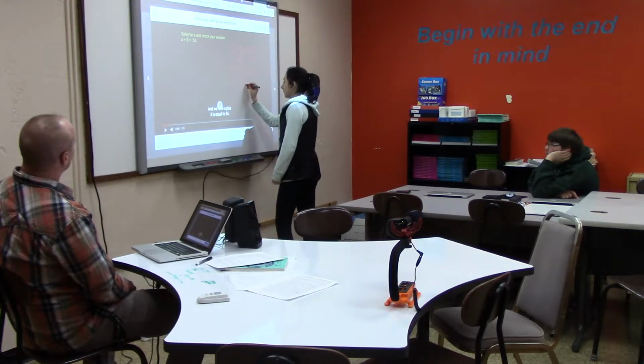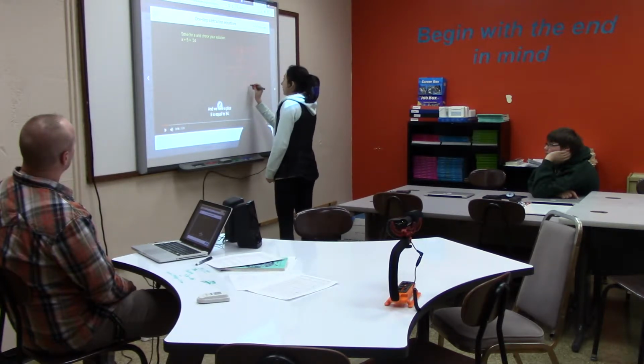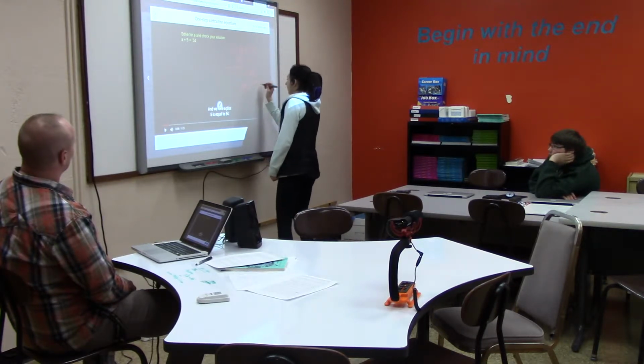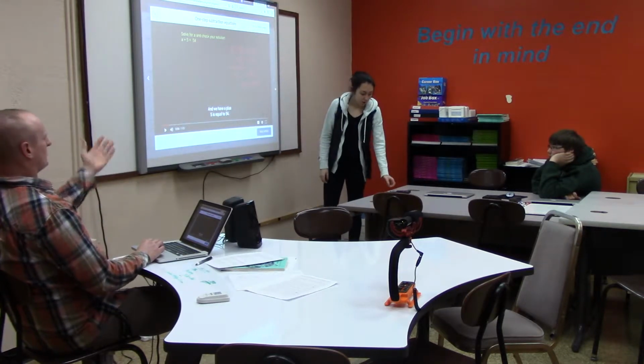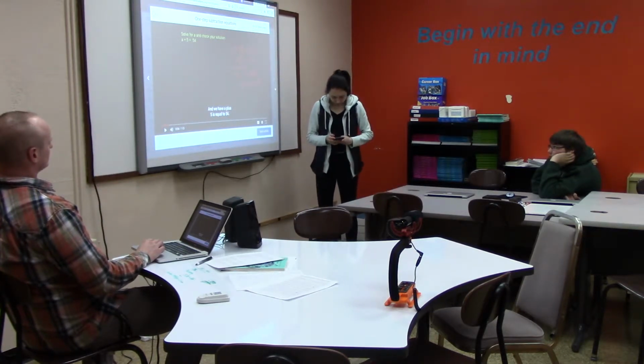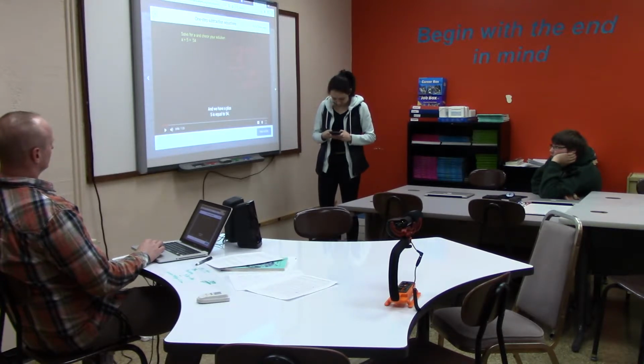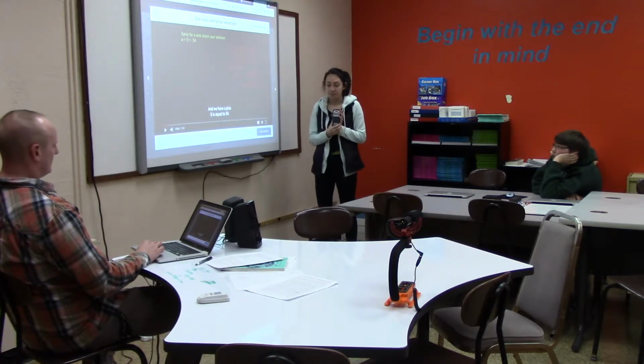49 plus 5 equals 54. Okay, great. Now, do you need to do that on your calculator, or do you know that that's right? 49 plus 5 equals 54. Okay, great job.